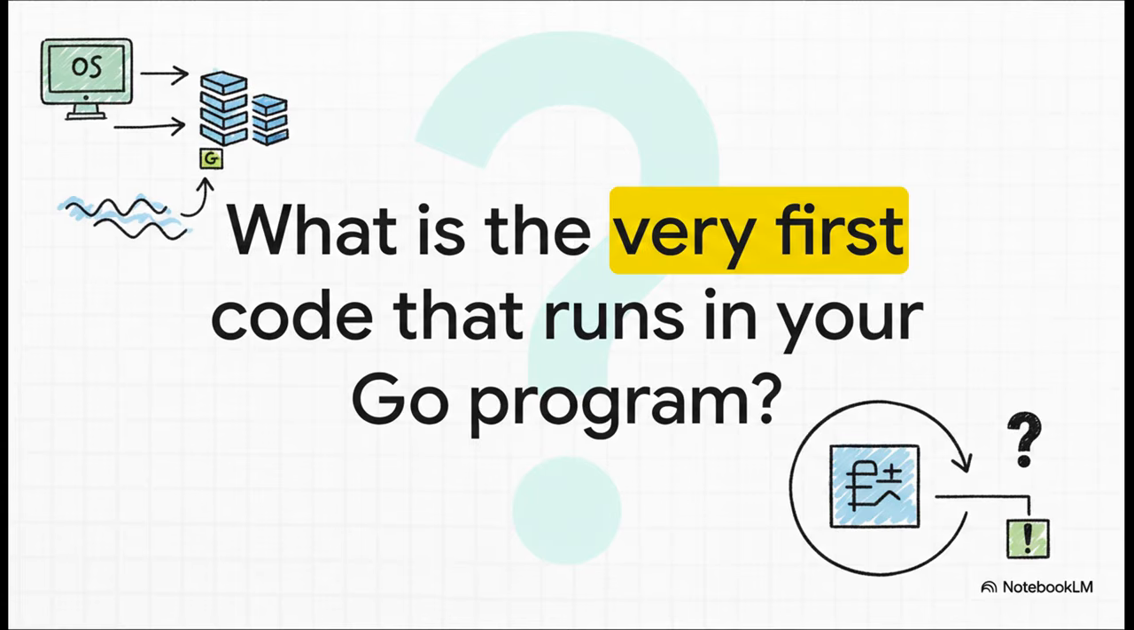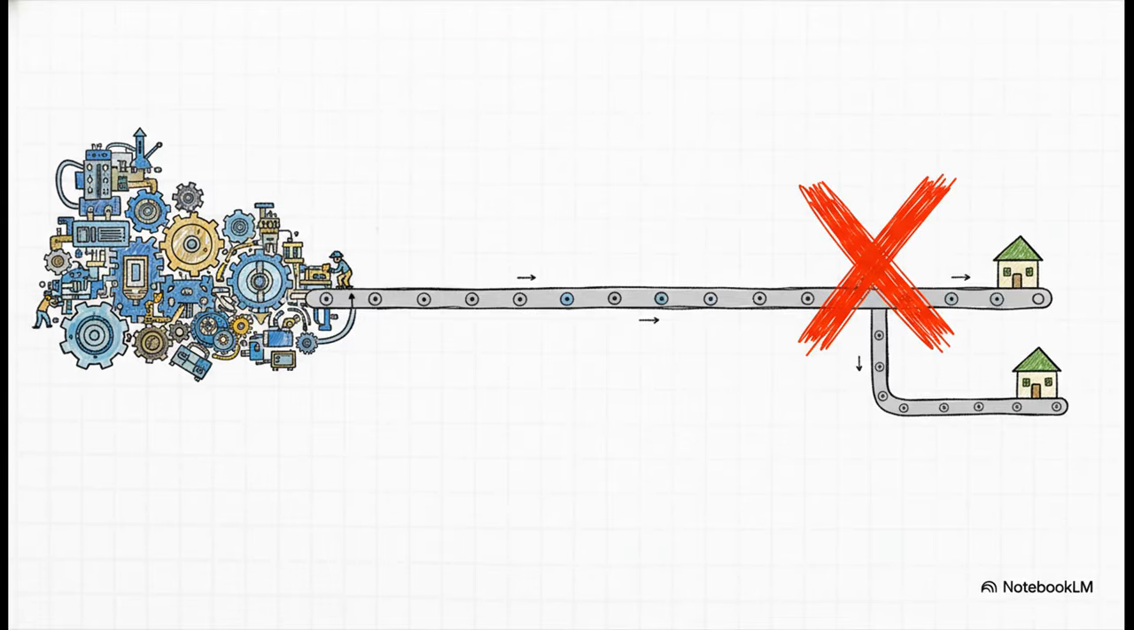The most common answer, the one that seems totally logical, is the main function in your main package. I mean, it's called main for a reason, right? That's the entry point we all write. But is that actually what the CPU sees first? Nope, not even close. In fact, main.main is one of the last things to run in the entire startup sequence.